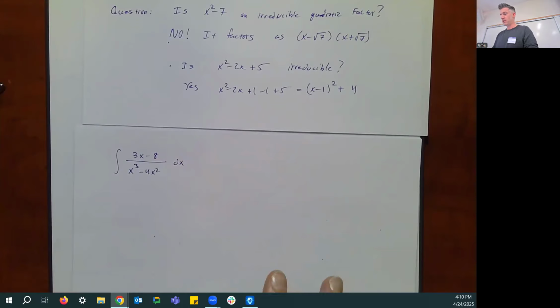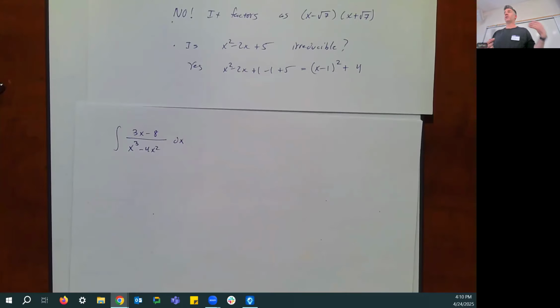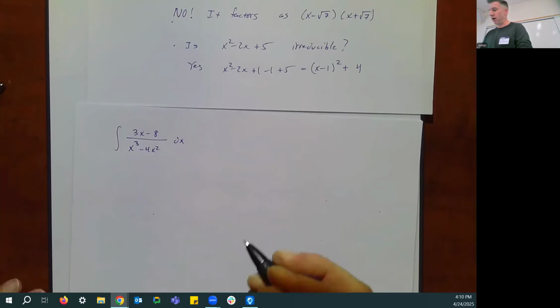So this rational function, the u-sub would not be good here, right? My u would be x cubed minus 4x squared. My du would be 3x squared minus 8x. Technically, you might be thinking, well, James, I kind of have that, but I'd have to multiply by x, and that's not going to work out. So u-sub is not going to fly here.